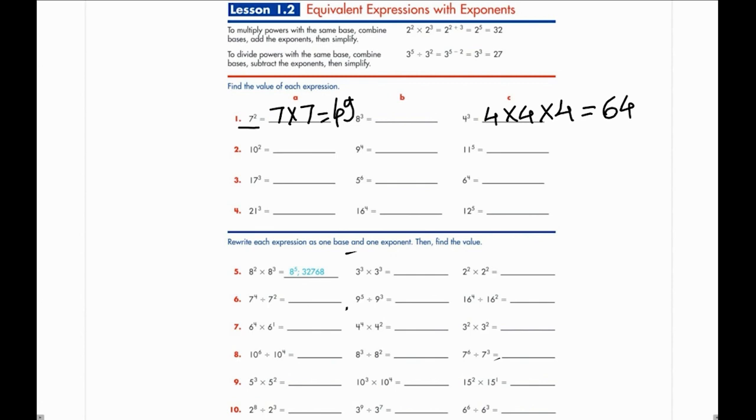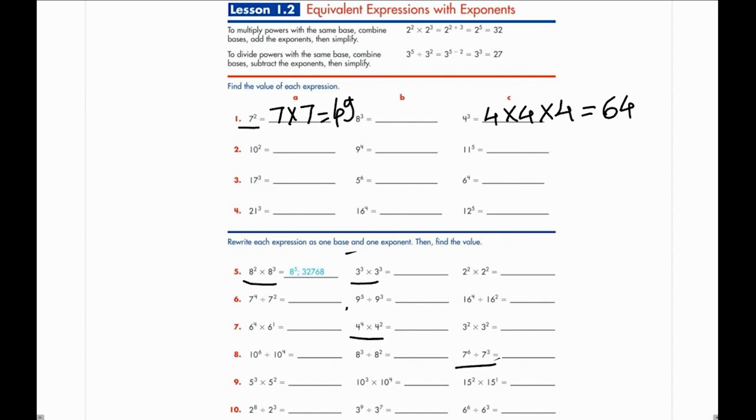Now when you have to multiply or divide the expression, rule number 1 is the base should always be the same. If you see here, the base is 8, here the base is 3, here the base is 4, here it's 7. So the base remains the same.